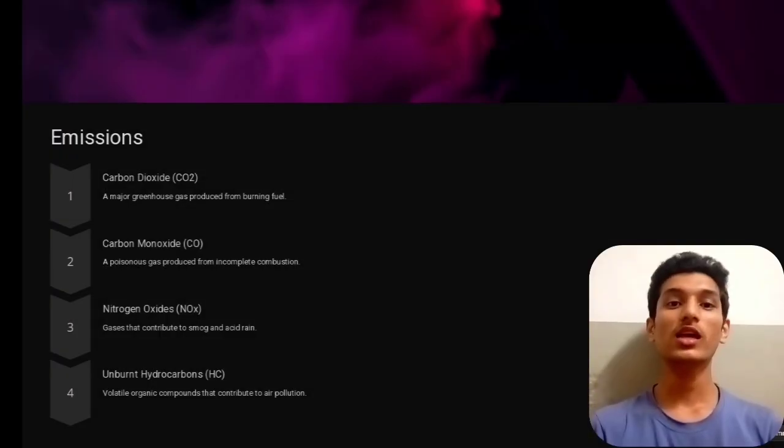In terms of emissions, the fuel used is petrol, which leads to less CO2 emission, but the NOx, that is nitrogen oxide emission, is considerably high as compared to a diesel engine. In this manner, this was my explanation on the topic of the petrol engine.